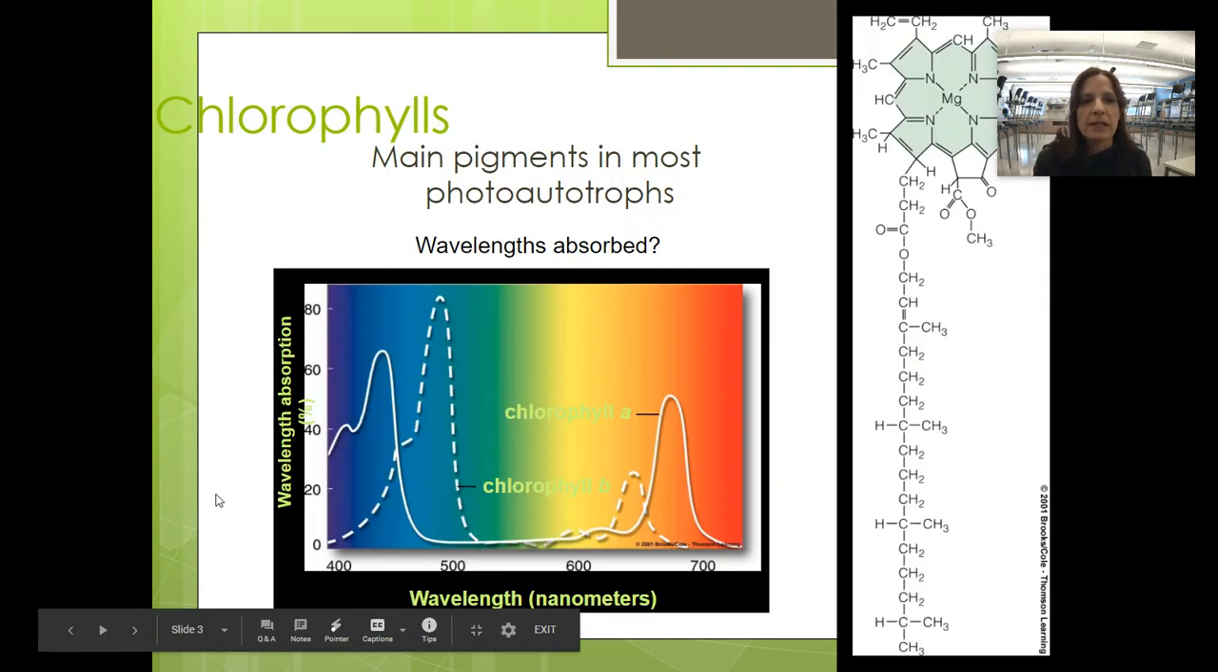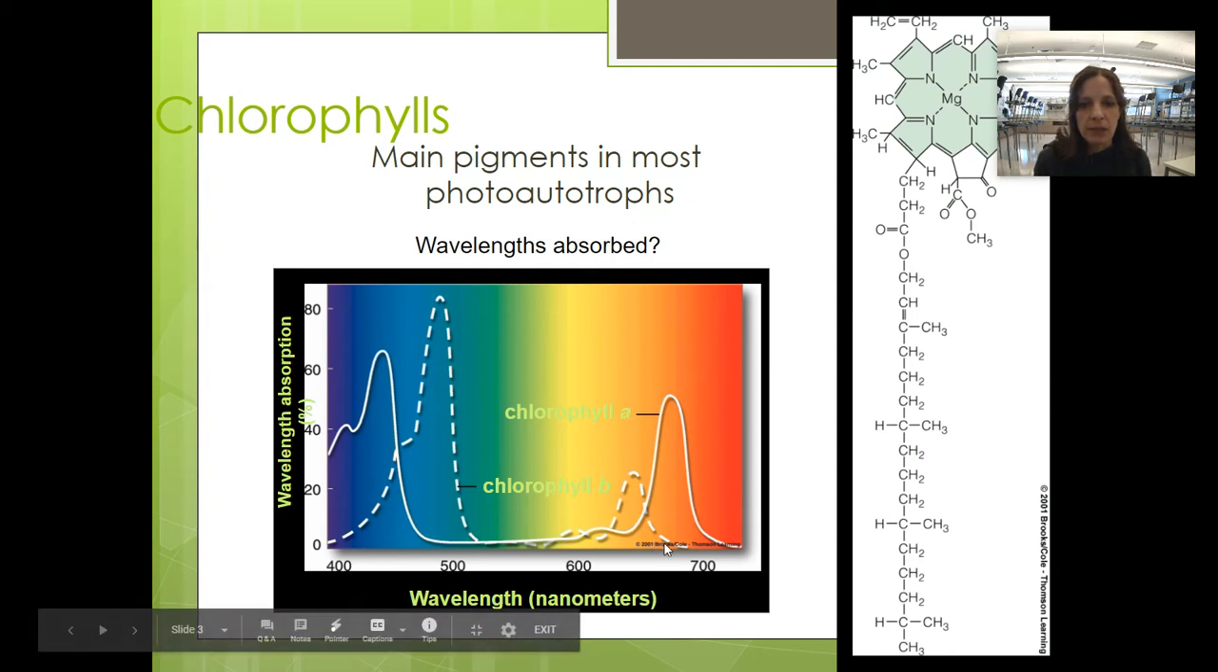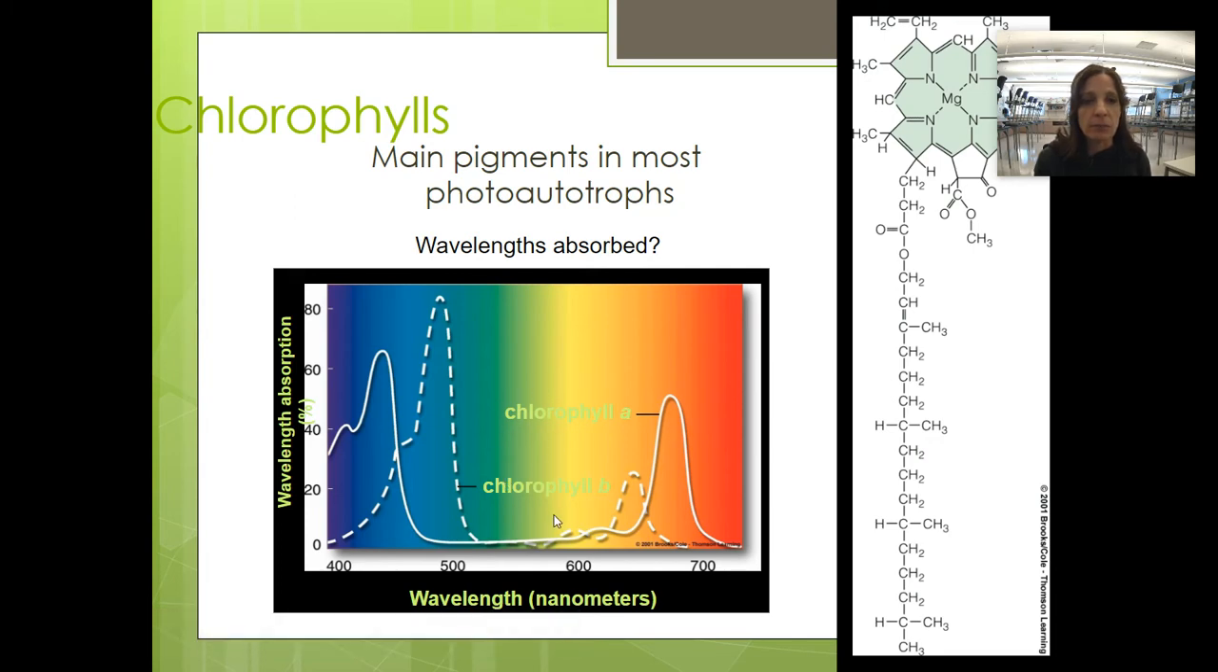So what are the pigments that are really important with photoautotrophs? Well, I'm sure you've heard about chlorophyll. So there's two chlorophylls. There's a chlorophyll A and a chlorophyll B. And you can see this is visible light right here. And so you can see that chlorophyll A absorbs oranges and blues, and chlorophyll B kind of absorbs yellow and some lighter blues. But notice that this whole center region is not absorbed by chlorophyll.